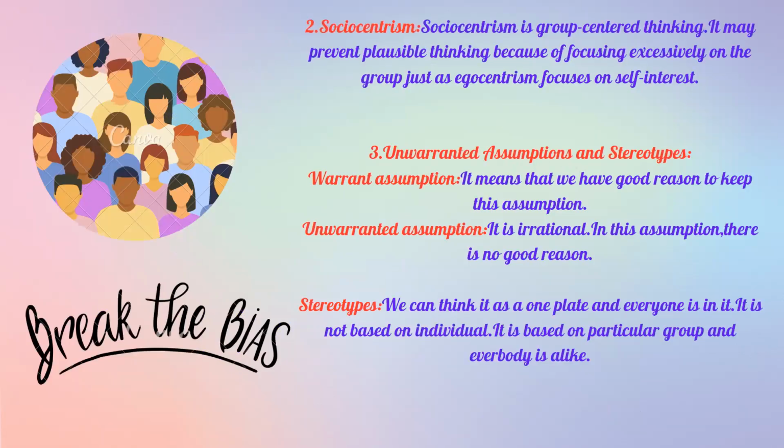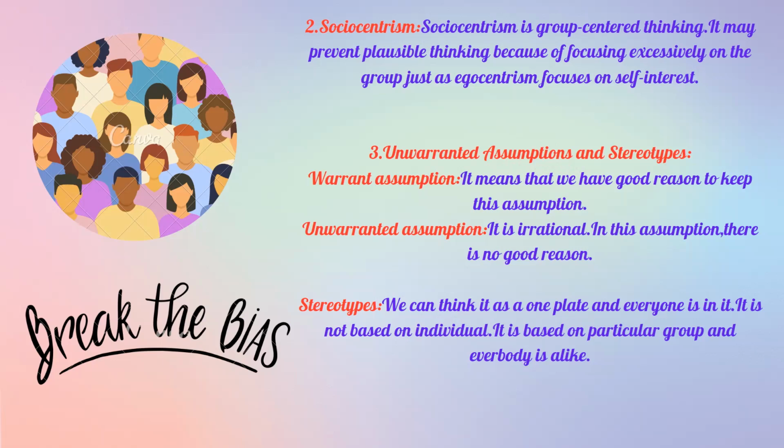And the second one, sociocentrism. Sociocentrism is group-centered thinking. It may avoid logical, rational thinking because of focusing excessively on the group, just as egocentrism focuses on self-interest. So, balancing both egocentrism and sociocentrism is required for critical thinking.